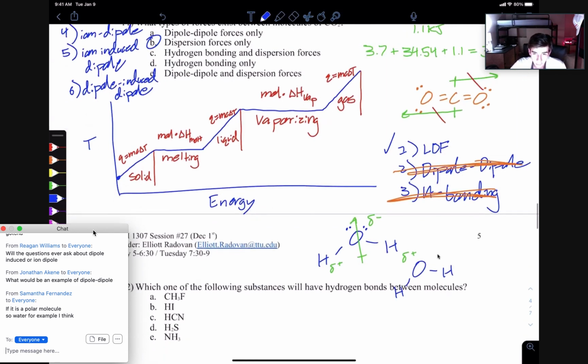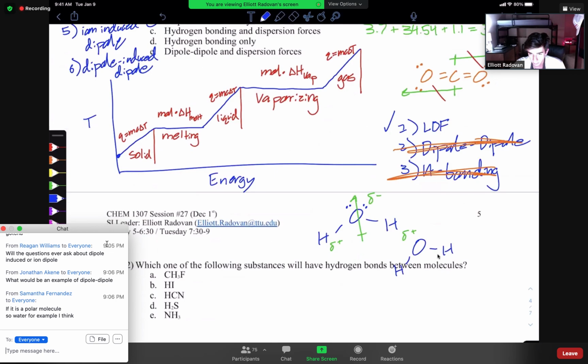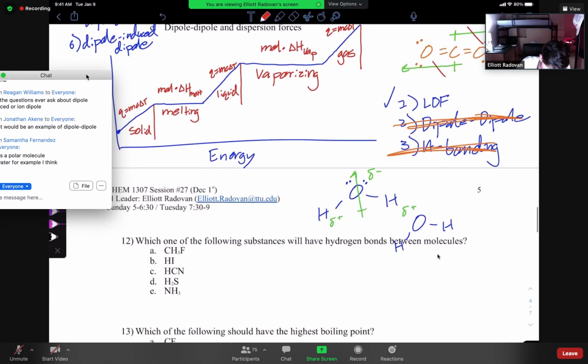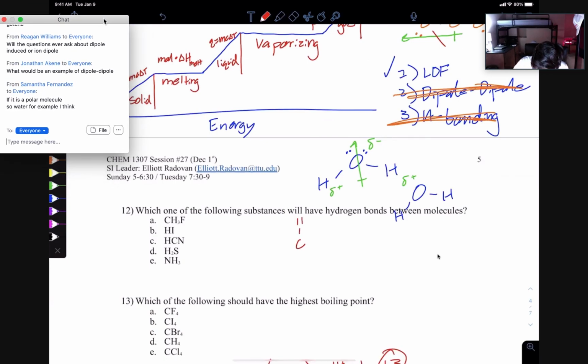Okay, so let's go ahead and move to 12. So 12 says, which of the following substances will have hydrogen bonds between molecules? First off, we have CH3F. So that one looks like this. Those hydrogens are not attached to the fluorine, so no hydrogen bonding there. And B, hydrogen isn't attached to a fluorine, so no hydrogen bonding. With HCN, that one looks like this. So hydrogen is not attached to that nitrogen, so that's not an answer.